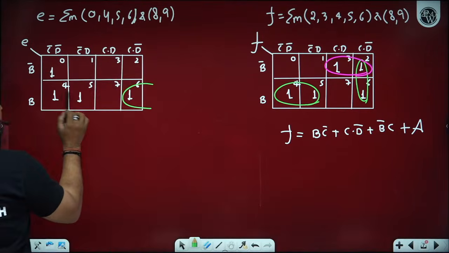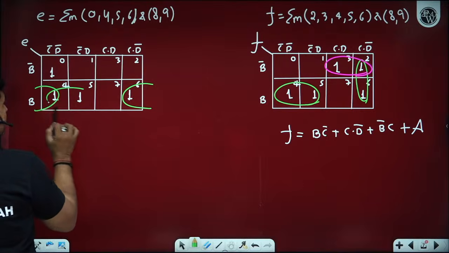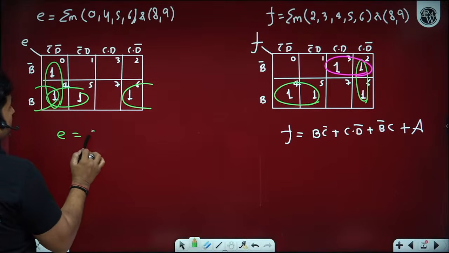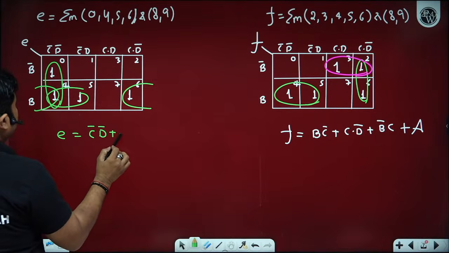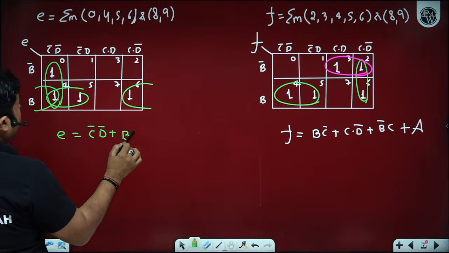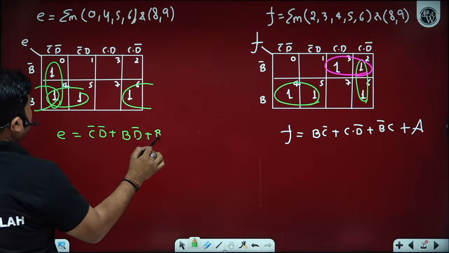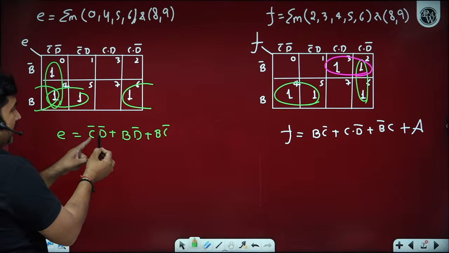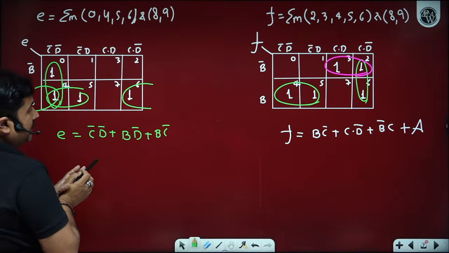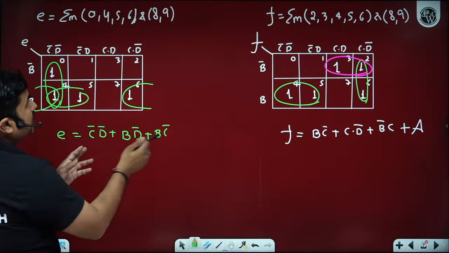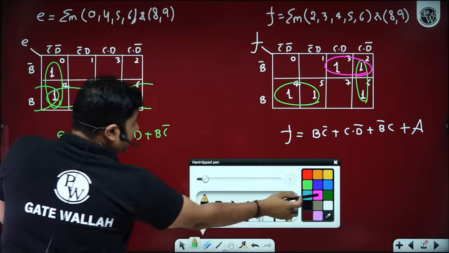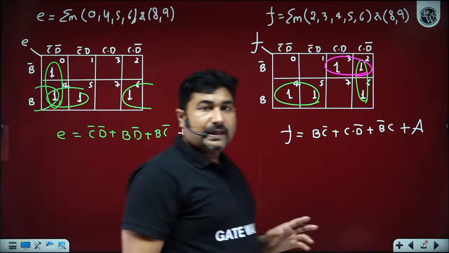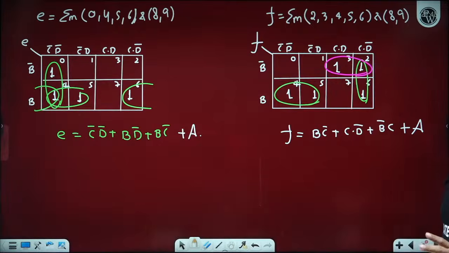So we have this expression, and we have E equal to C bar D bar plus B D bar plus B C bar. Again, B C bar D bar is sufficient to define 8, but can it define 9? No, sir, it can't define 9. So we must add A in the expression because it can't define 9. How many of you now are able to understand this?